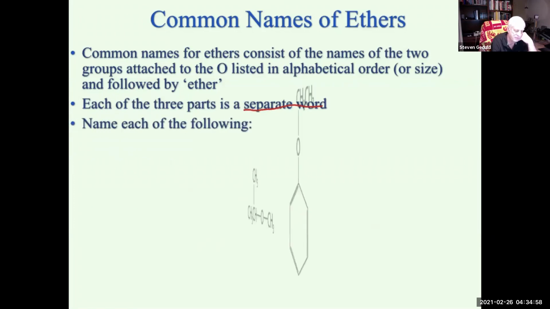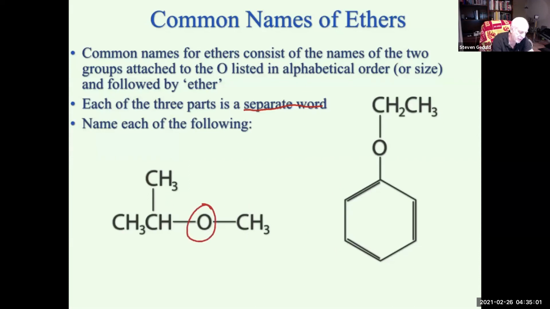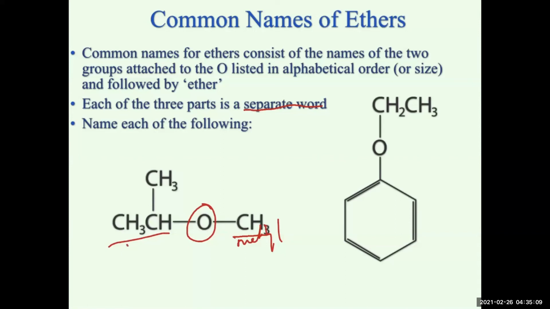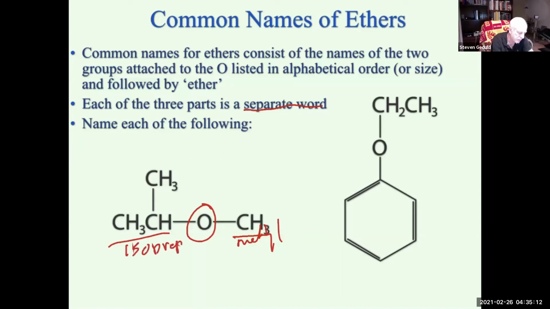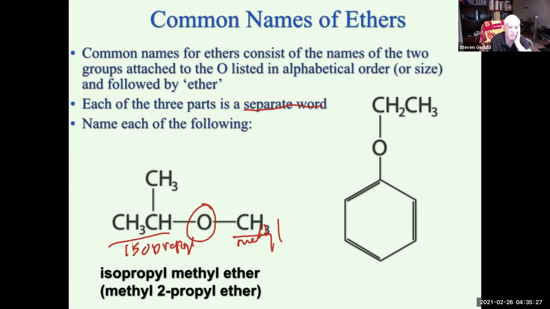Name each of the following by common names. Here's our ether. One side is what? A methyl group. The other side is an isopropyl group. And you can put it by size or alphabetical order, whatever you want. So it could be methyl isopropyl ether, or it could be isopropyl methyl ether. Or methyl 2-propyl ether. So this is methyl, and this is 2-propyl, because it's attached to the number 2 carbon. However you want to do it is fine.